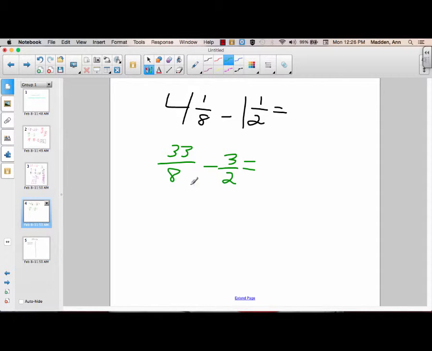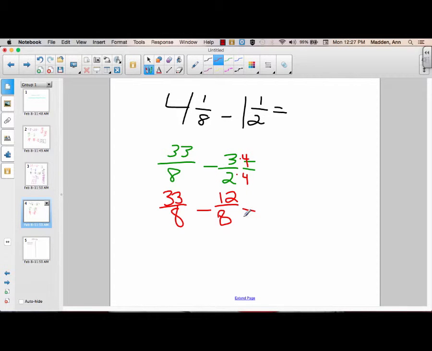Okay, now what do I need to do? I need to find a common denominator. 16, ooh, could I do a better one? You're right, if you said you could do 8. This one stays the same. How did I get from 2 to 8? I multiplied times 4. So 3 times 4 is 12.